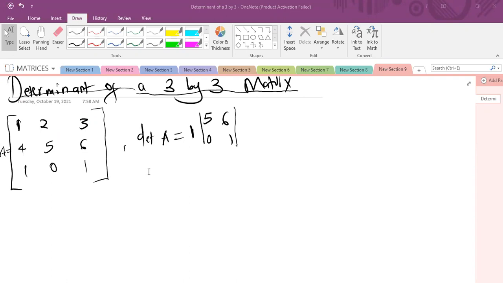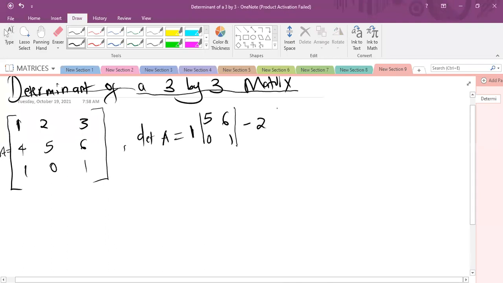Okay, so guys, taking the coefficient of this position, this position always comes with a negative. So I will take -2, then delete the row and column in which this 2 lies. It lies in row 1 and column 2. So the small matrix remaining is [4, 6; 1, 1].